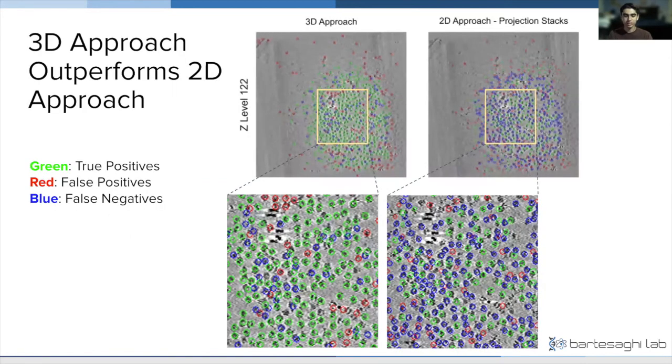So we use the same process with non-max suppression as the 2D approach to generate the predictions for the 2D approach as well. And then we can overlay the results for each approach and compare them like you see here. And one thing you'll notice is that the 3D approach outperforms the 2D approach pretty significantly. You can see that there's a lot more green true positives in the 3D approach and a lot more blue false negatives in the 2D approach.